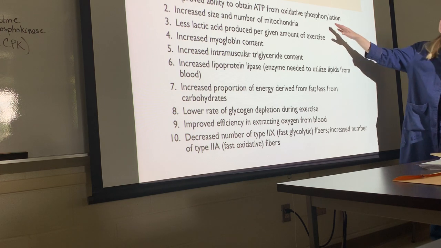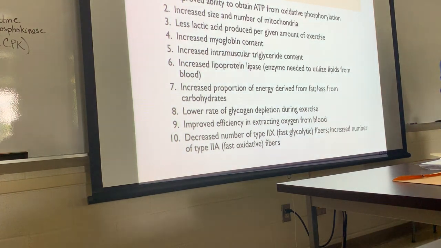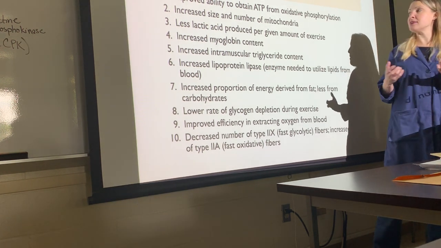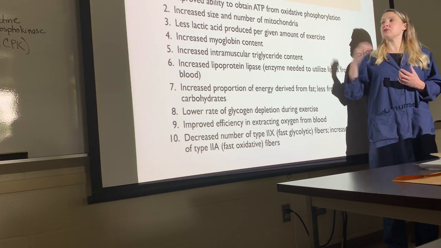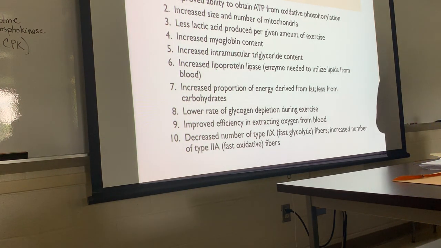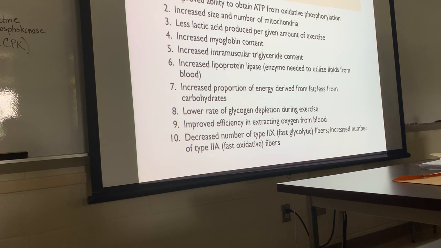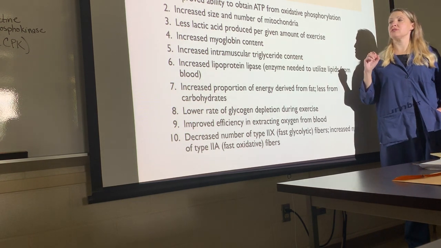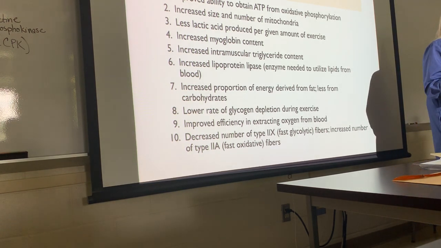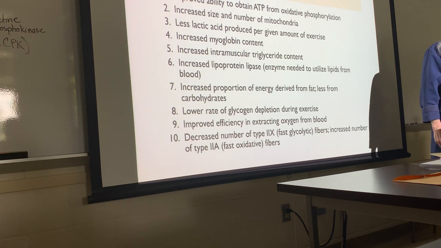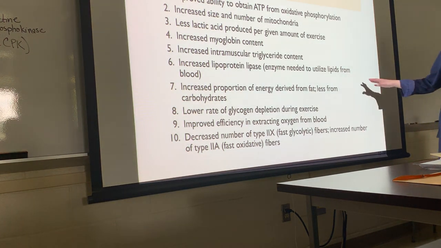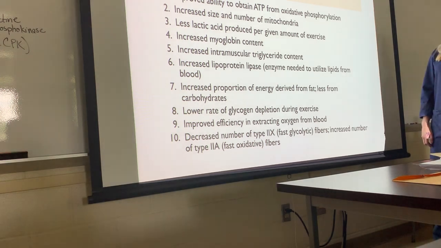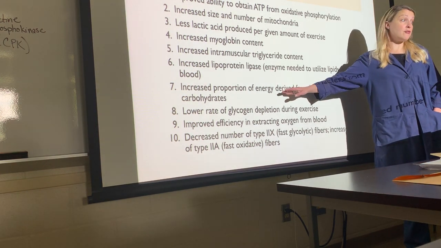We have, first of all, an improved ability to obtain ATP from oxidative methods, so aerobic cellular respiration. Why? Because the cells increase their mitochondria numbers and the size of the mitochondria, which means we're going to have less lactic acid produced given a particular amount of exercise, which makes sense because we have a much more efficient way to make our energy aerobically. And also what helps us is that we have an increase in myoglobin content and an increase in intramuscular triglyceride content. We know that most cells prefer fatty acids for their energy requirements. We saw that at the end of the metabolism chapter. We also have an increase in an enzyme called lipoprotein lipase, which is needed to utilize lipids from the blood. And we have a lot more energy derived from fat and less from carbohydrates.